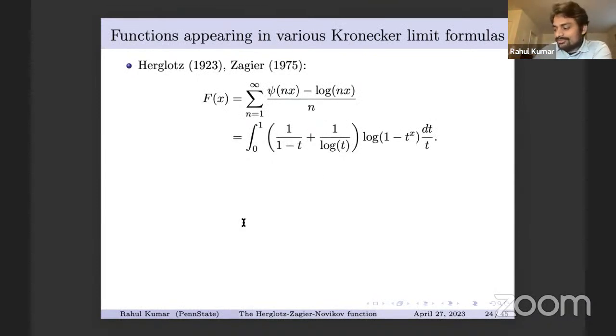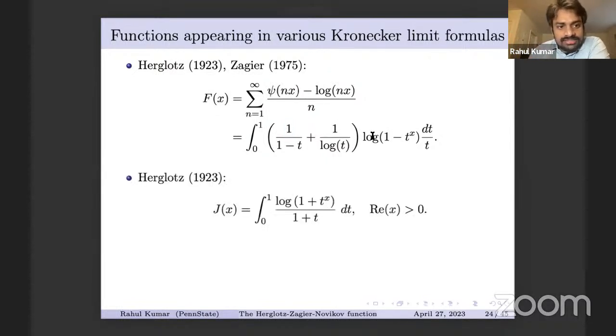Let me now discuss some other properties of this Herglotz function. This f function is defined by this infinite sum that we have already seen, and it can be written in this integral form as follows, with just an elementary function in its integrand. There are many other functions that also appear in various canonical limit formulas, so I will mention some of them here which are of interest to our discussion.